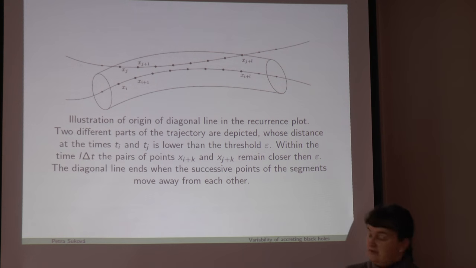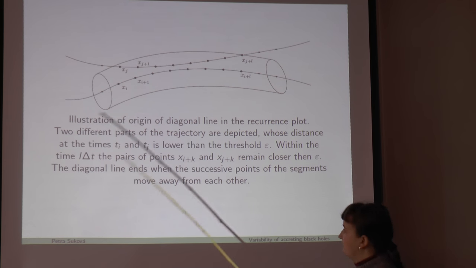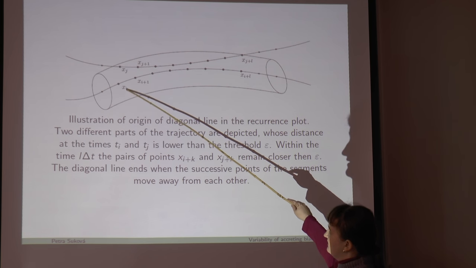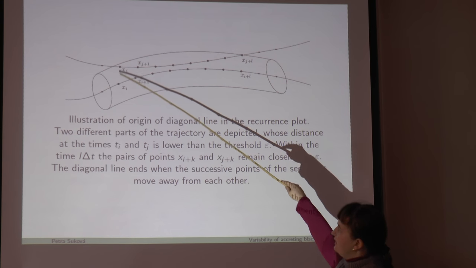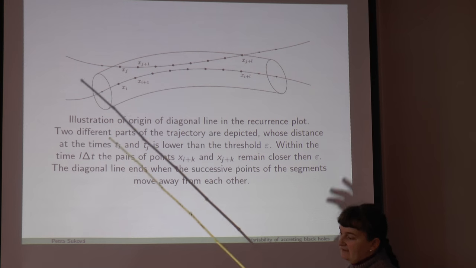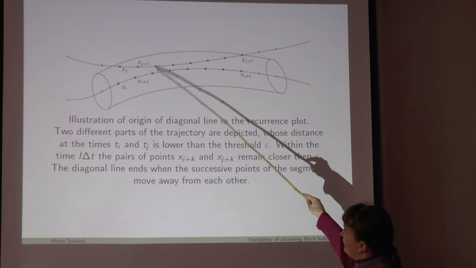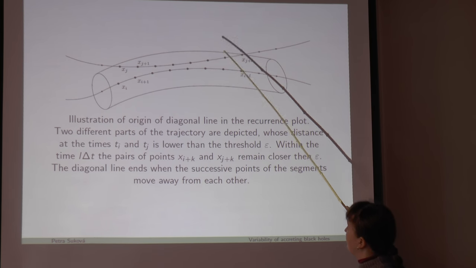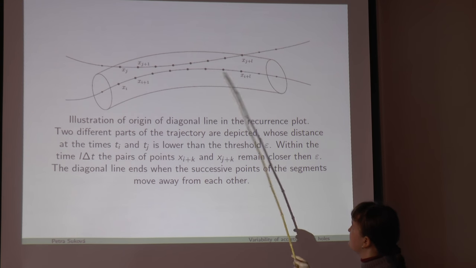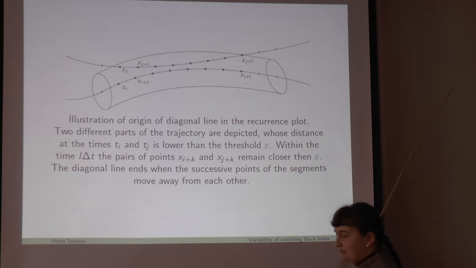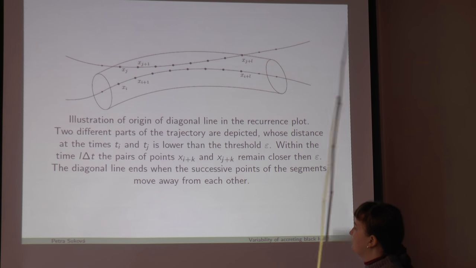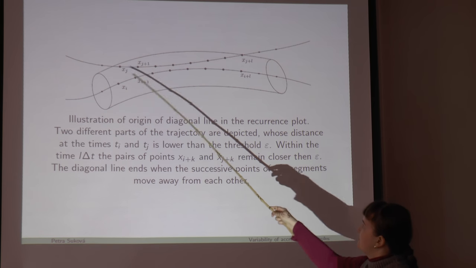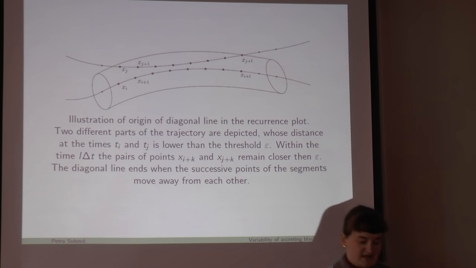The reason is, if you imagine that you have a diagonal line in the recurrence plot, it means that at two times, t_i and t_j, the points are closer together than the epsilon neighborhood. Then each successive pair of points is close together within the epsilon neighborhood, here, here, and here. After some time, the two segments of the trajectory diverge and go out from the neighborhood, and that is where the diagonal line ends. So the length of the diagonal line is given by the number of points which are closer together than the epsilon neighborhood.